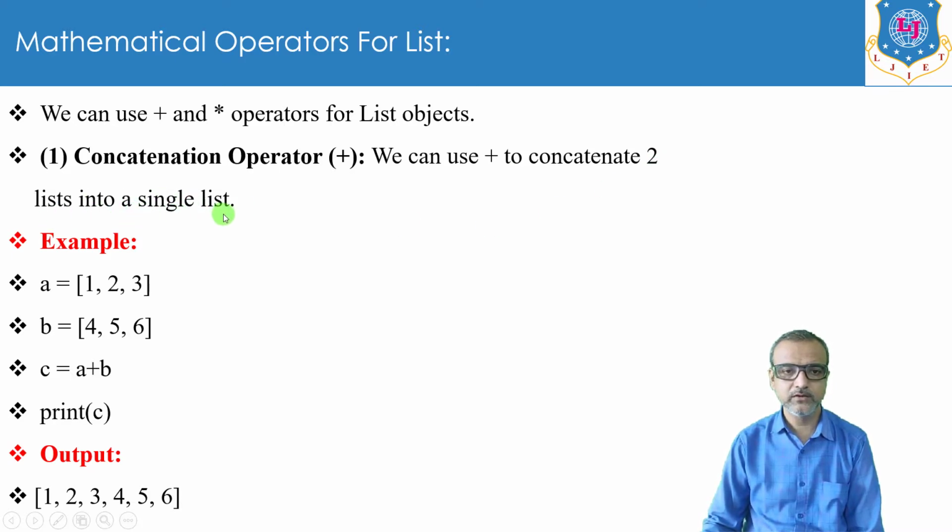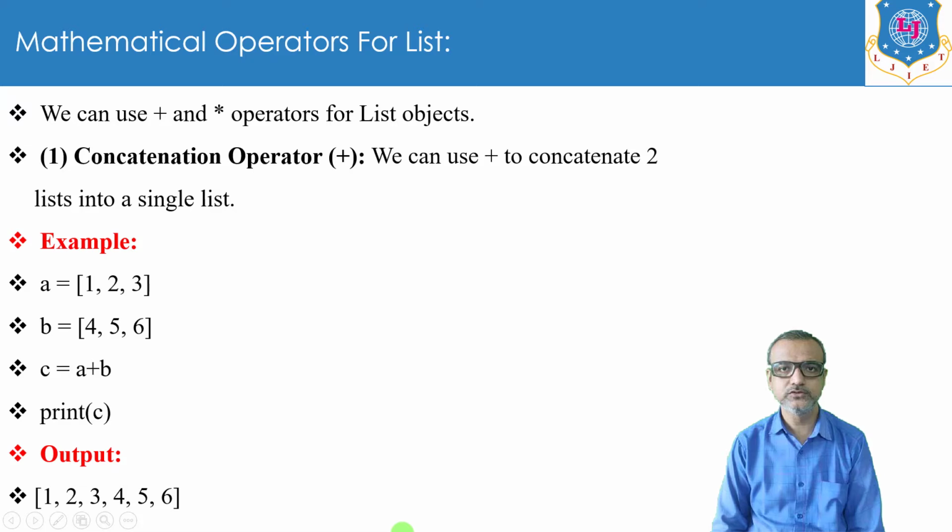How? I will make you understand with the help of an example. In list A, we have taken three elements, 1, 2 and 3. In list B, we have taken three elements, 4, 5 and 6. Then C equals A plus B will concatenate lists A and B into a single list C. Print C. So what will be the output? That is 1, 2, 3, 4, 5 and 6.